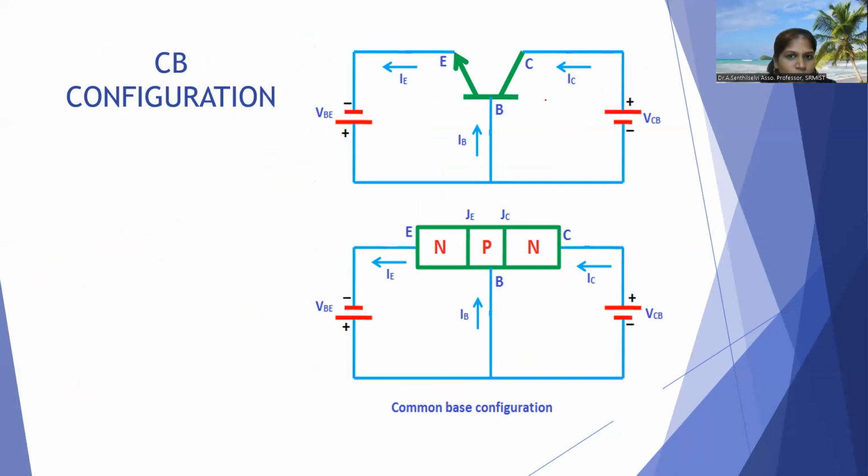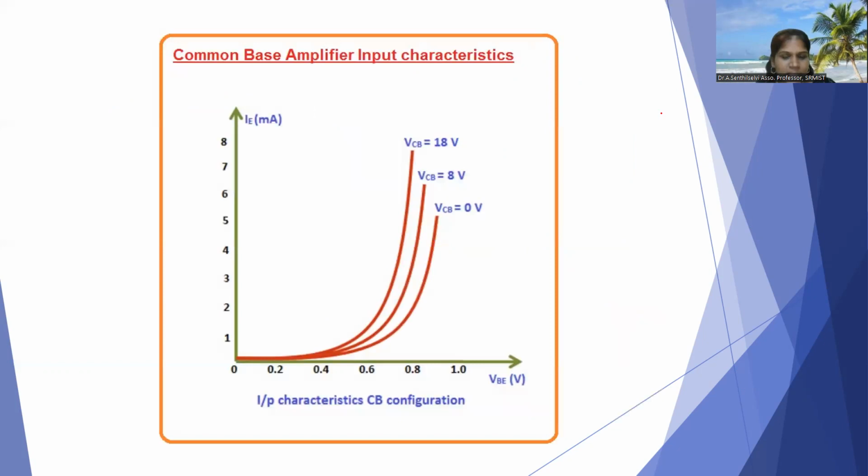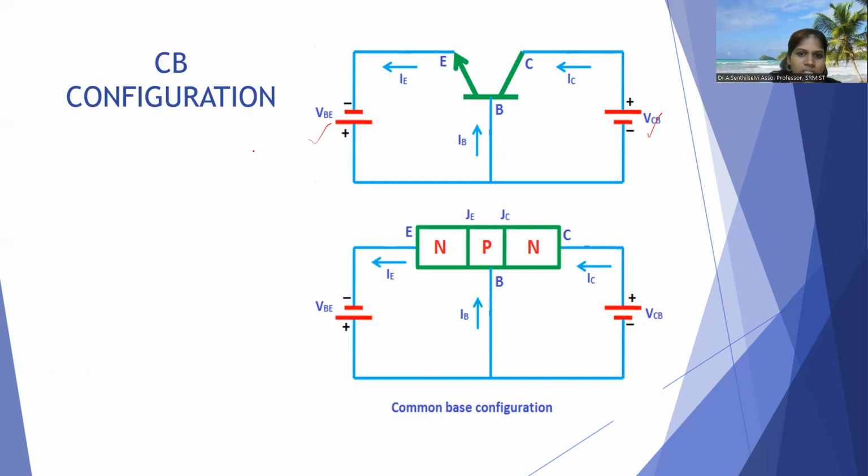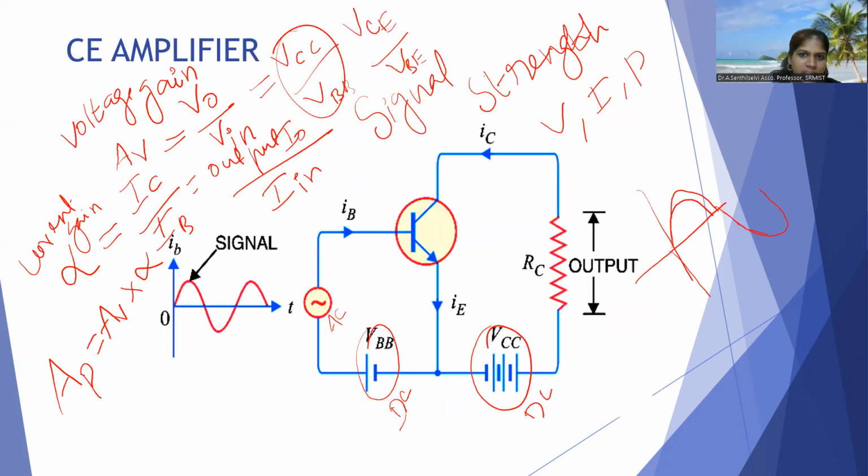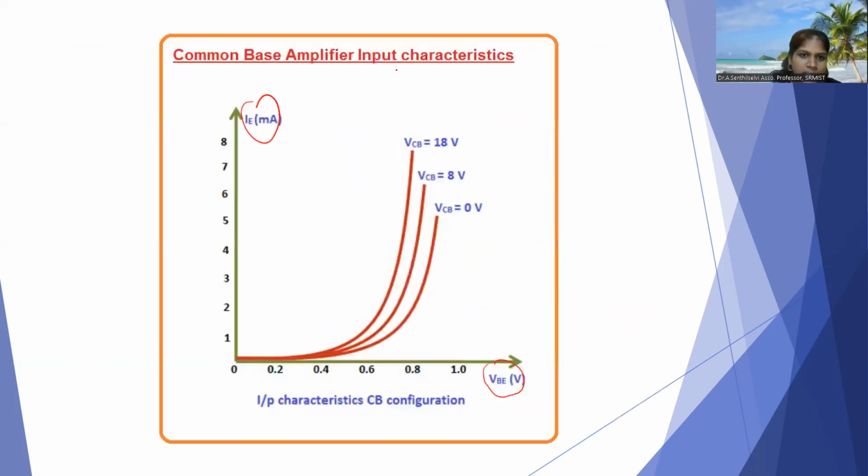So here also we note down the input current, output current, input voltage, and output voltage to draw the input characteristics and output characteristics. See the input characteristics. It is drawn between the input voltage and input current. What is the input voltage here? VB is the input voltage. What is the input current? IE is the input current.